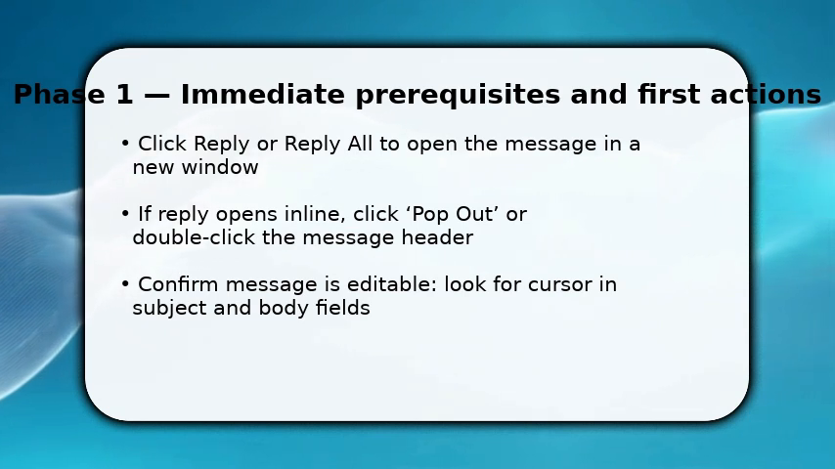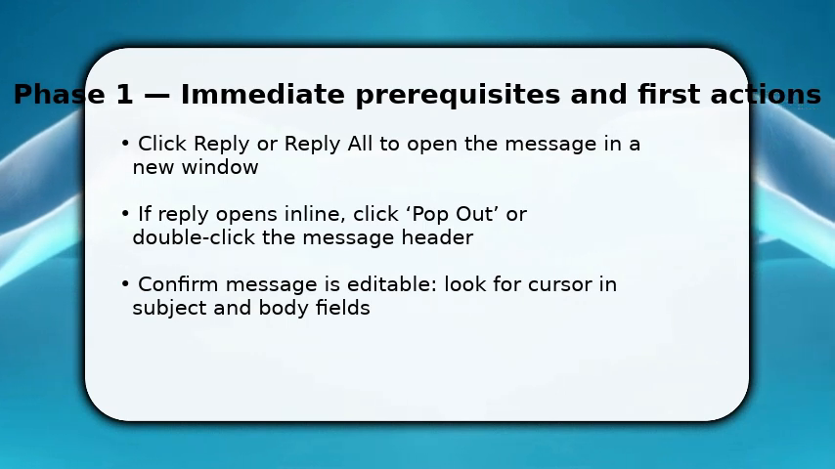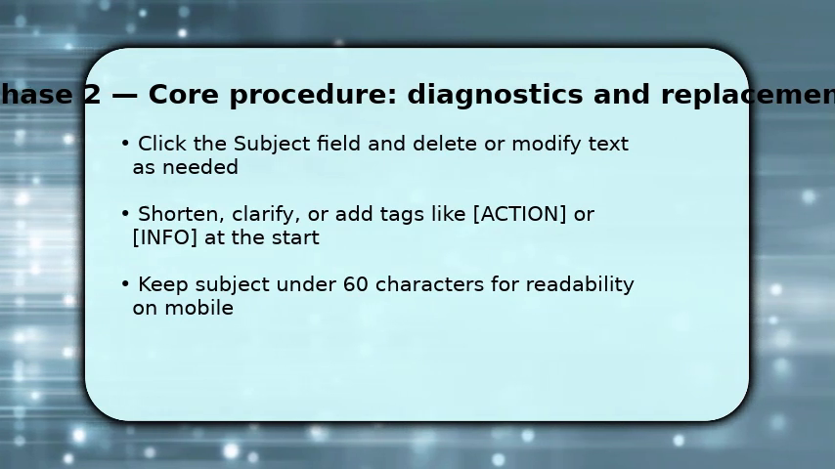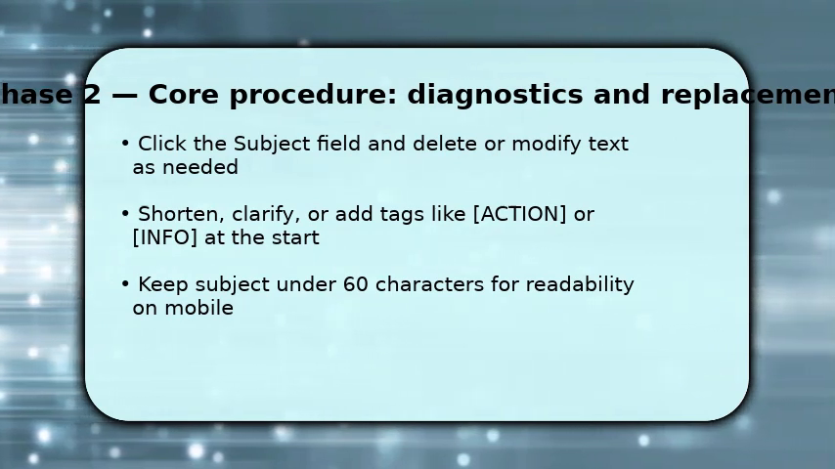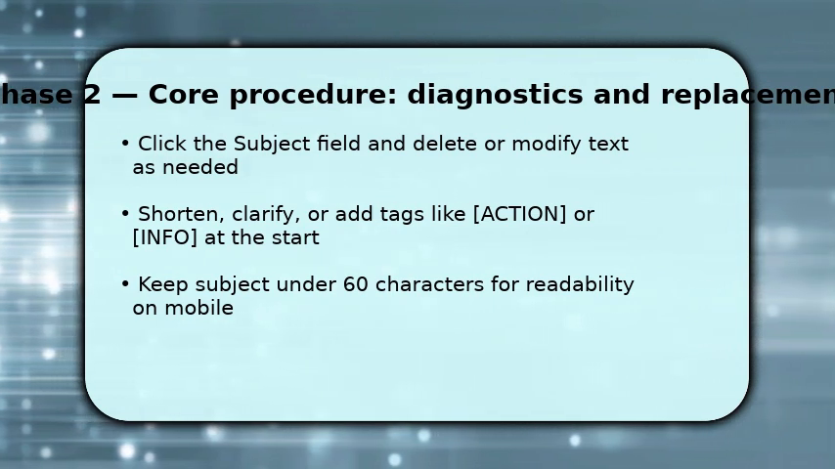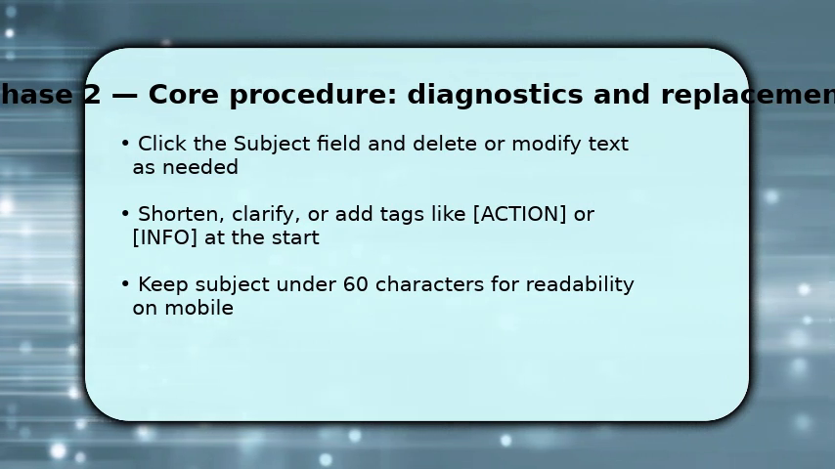If you can't place the cursor there yet, make sure the message window has focus and is not in read-only mode before you proceed. Now you edit the subject to reflect the new focus or action. Click into the subject field, select unwanted text, and type your replacement. You can prepend tags like action or FYI so recipients see intent immediately.